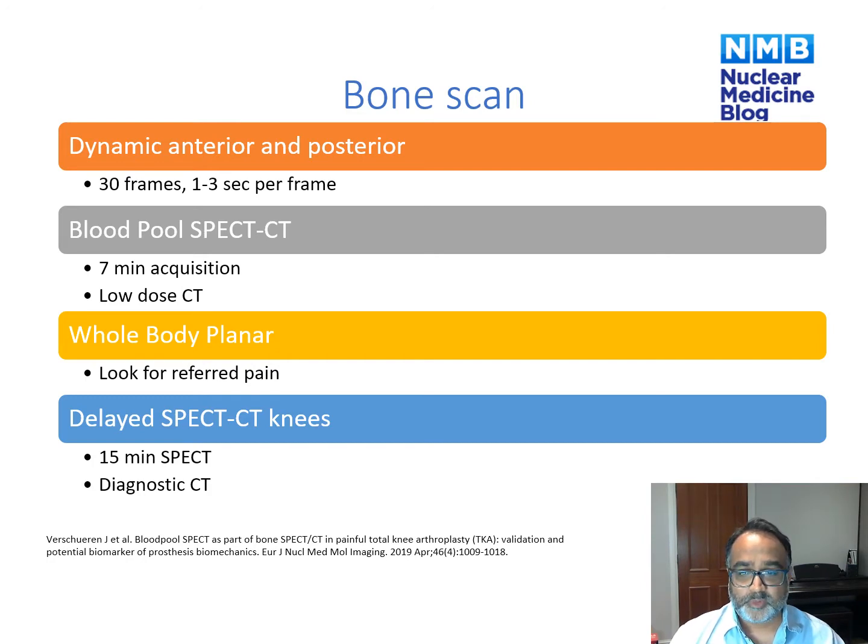After that, we perform a delayed whole-body planar image at around about 3 hours, and we look for sites of referred pain, such as in the spine or in the hips. We also then perform SPECT-CT of the knees. This is a 15-minute SPECT acquisition and a diagnostic quality CT.